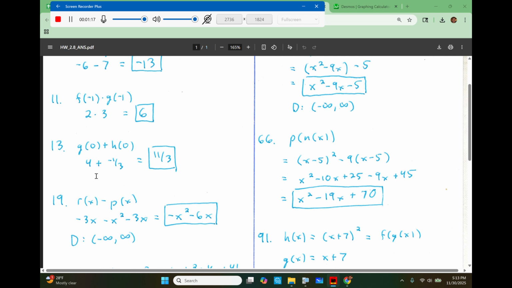So how do you add these? Well, I'm going to get a common denominator here and say 4 is the same as 12/3, because 12 divided by 3 is 4. So 12/3 plus a negative 1/3. 12/3 minus 1/3 is 11/3.